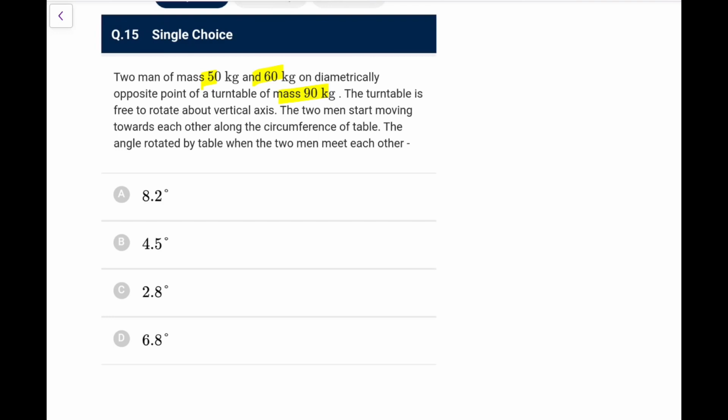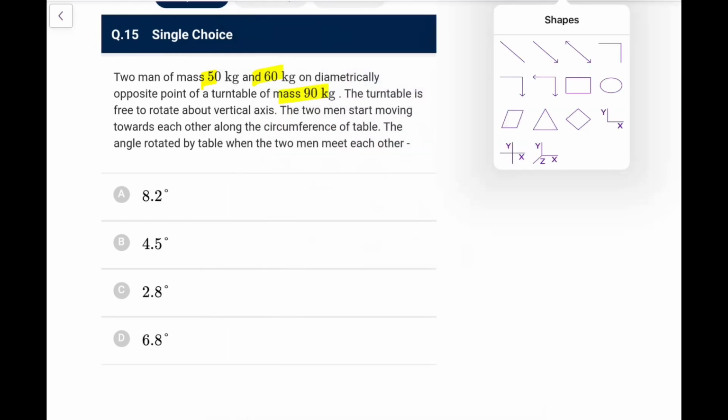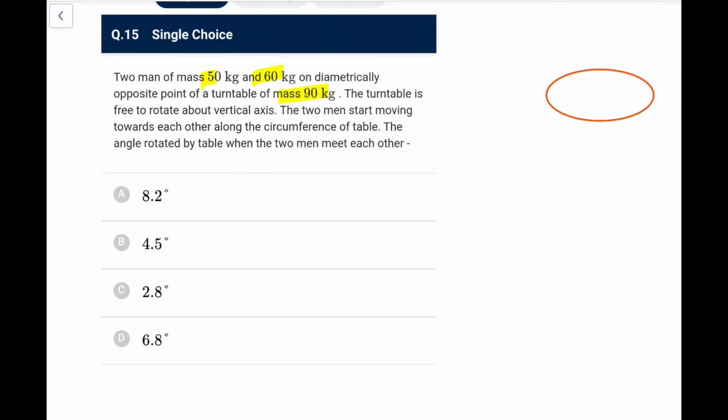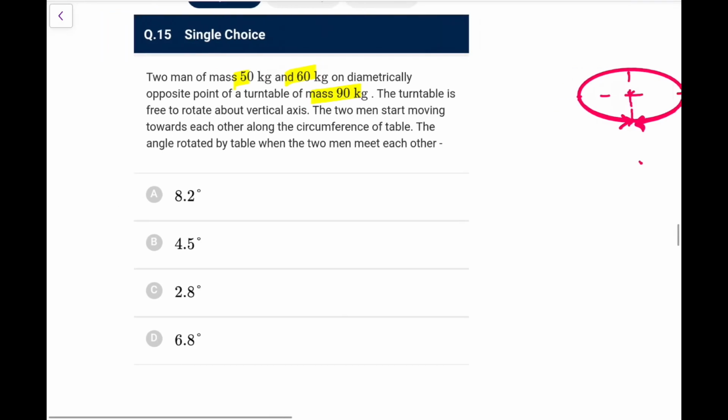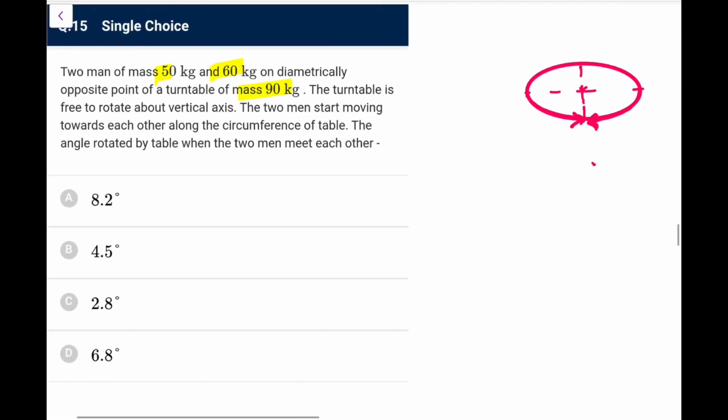Let me draw the table. Let's say this is the table, and both start moving with respect to each other. If I see in the frame of the table, let's say both meet here, or let's say it goes here and it goes here. Here I have taken an assumption that both move equally with respect to the table. So let's say both move with the same angular speed with respect to the table.